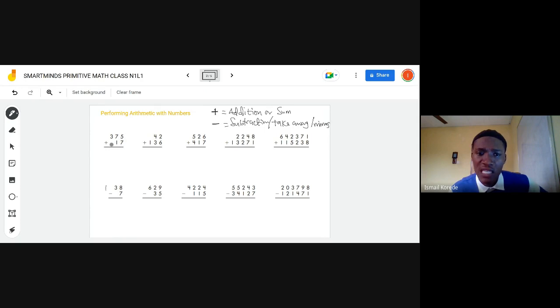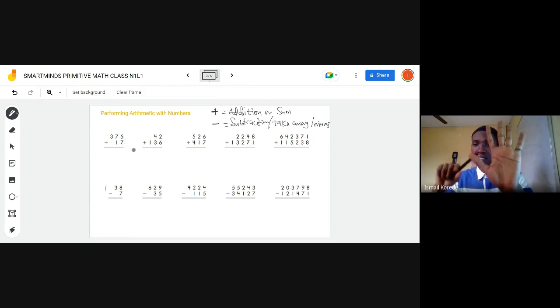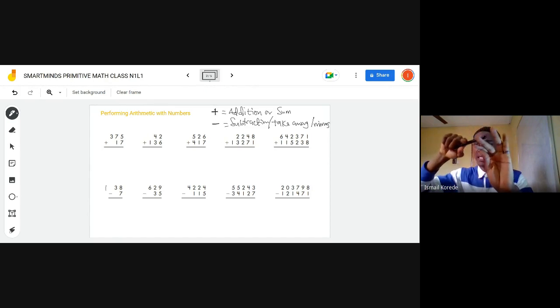So 5 plus 7. You must add the unit first. You must start from the right hand side, not from the left hand side. So you must start from the unit and sum up the unit. 5 plus 7 in mathematics gives what? Keep your 7 in your mind, then add 5.